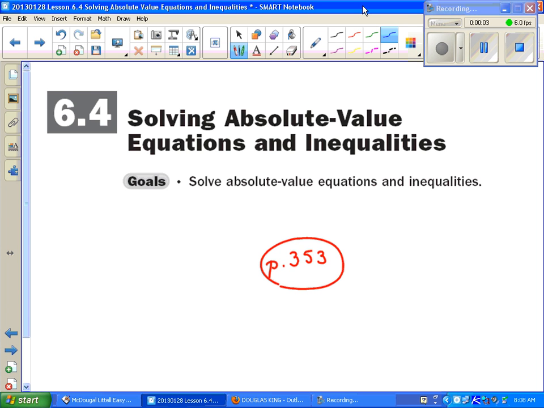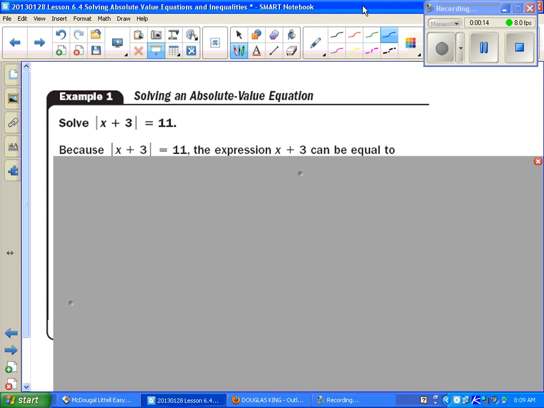This is section 6.4, solving absolute value equations and inequalities, begins on page 353. And our objective or goal today is to solve absolute value equations and inequalities.